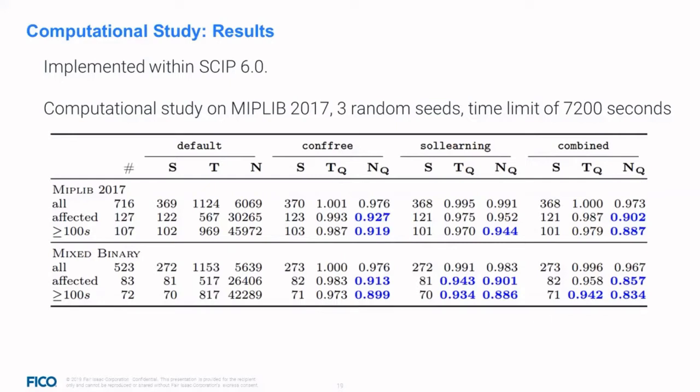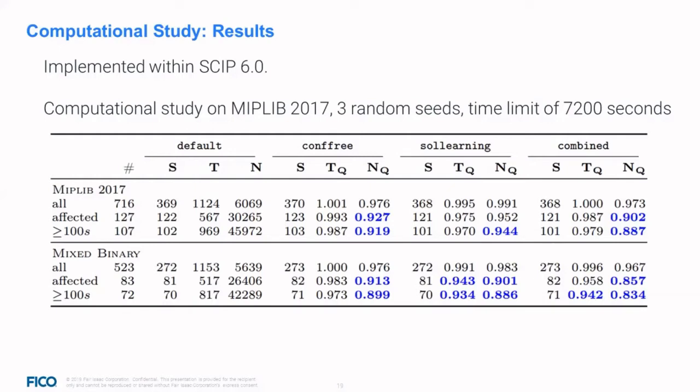Here you see the results of our computational studies. The rows of the tables read as follows. All refers to all instances affected, that is, those instances that could be solved by at least one solver, and where the solver took a different solution path between at least two settings. Greater equal 100 seconds means that at least one solver took more than 100 seconds. The columns show S for solved instances, T for time, and N for nodes.